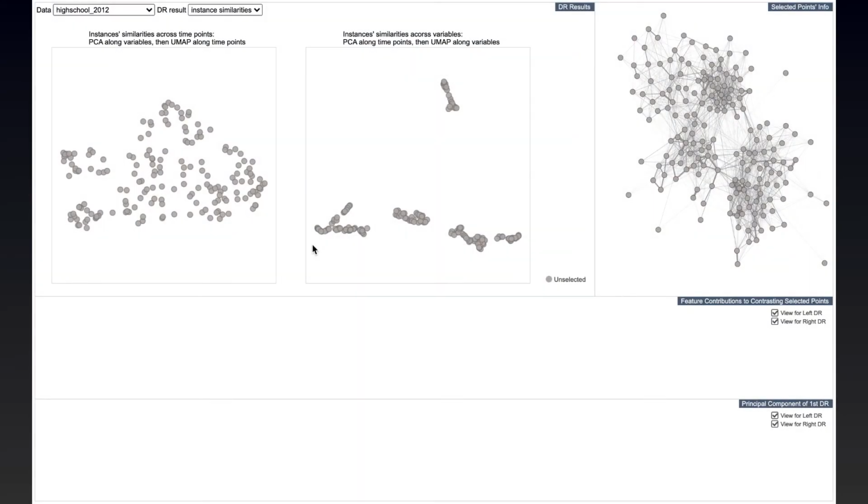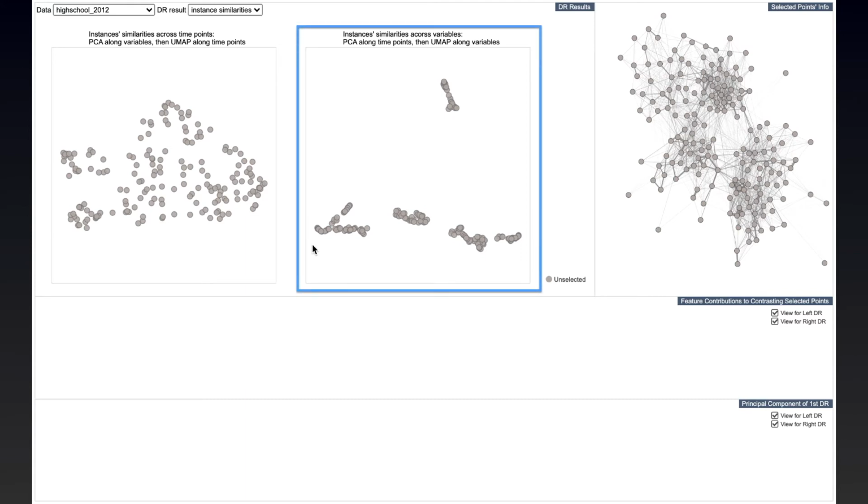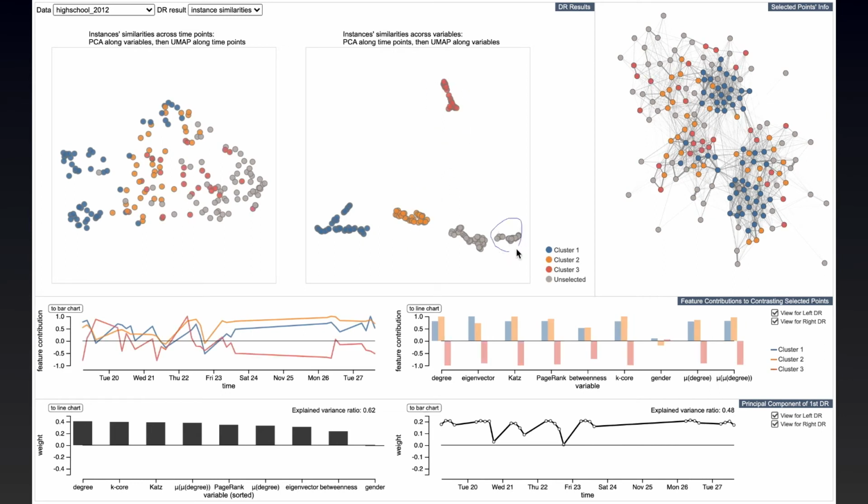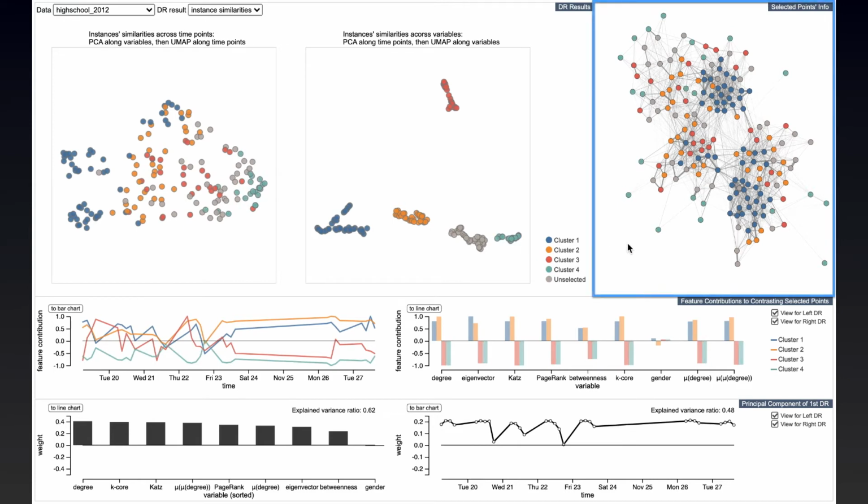From a dynamic network of high school students' communication, we identify and characterize different groups of students. The right-hand side of the two-step dimensionality reduction view shows the similarities of the students based on node features obtained from the network representation learning. Here, we select several distinct clusters to analyze their characteristics in more detail. From the node-link diagram, which shows all communications throughout the entire period, we can see that students in the blue cluster are located in the strongly connected regions.